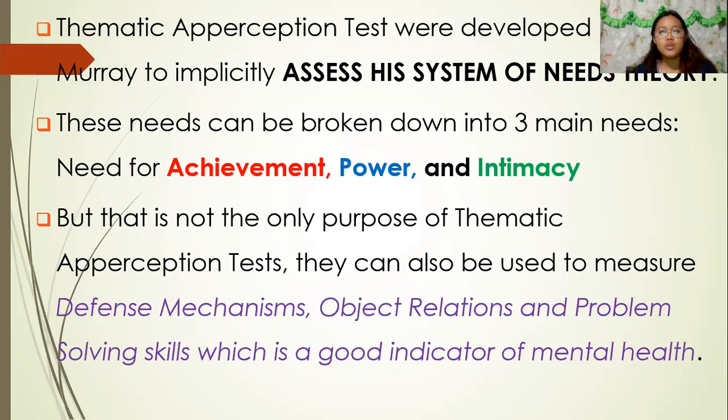So this TAT was developed by Henry Murray to implicitly assess his system of needs theory. Basically, what Henry Murray, who developed the TAT, wants to indicate is his system of needs theory. He said there are three main needs of a person. First is achievement, power, and intimacy.